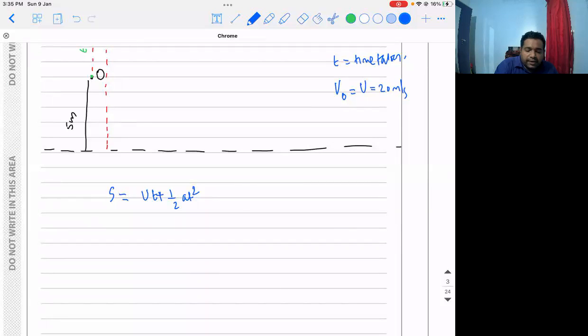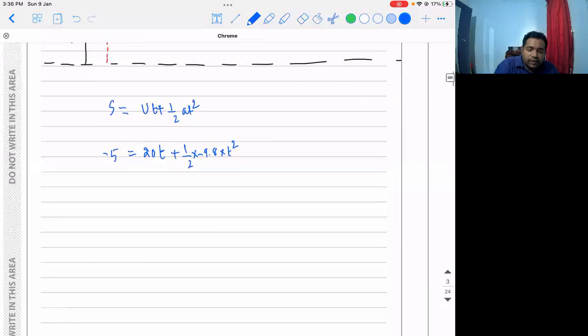So S is what? That is -5 is equal to 20 times t. Unfortunately, t is not known, plus half times minus 9.8 times t square, because a is minus 9.8. Yes, now it becomes a beautiful quadratic equation. You will get two values of t. Am I correct, my dear students? So -5 is equal to 20t plus half times minus, that is minus 4.9 t square.